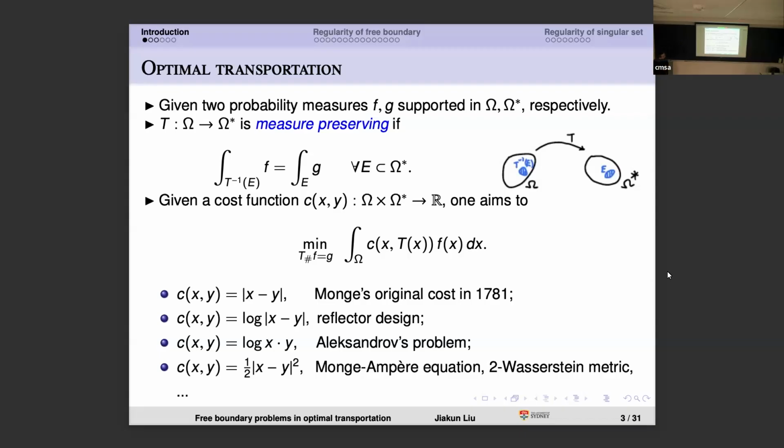For sure, we can use a log function. If you use a log function, this cost function has application in the reflector design problem. Reflector design, I will just very briefly introduce this.